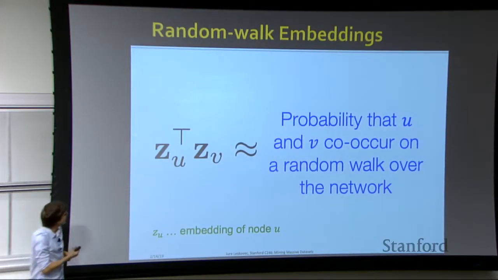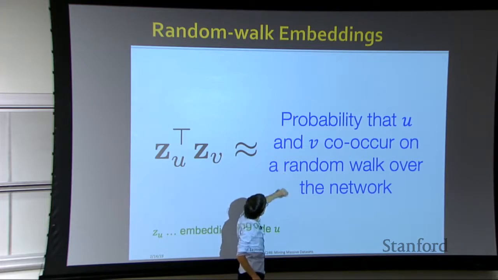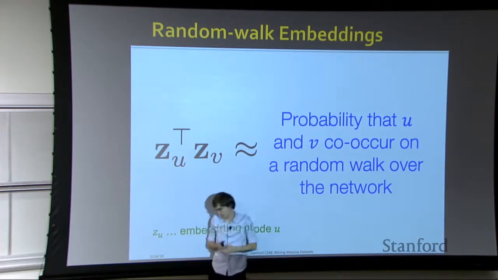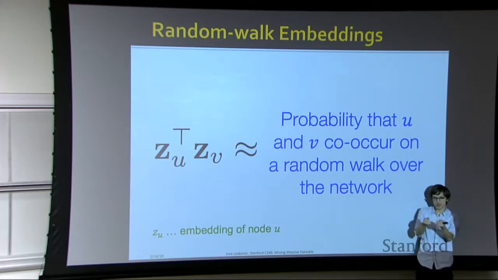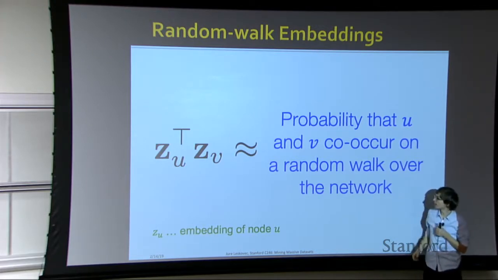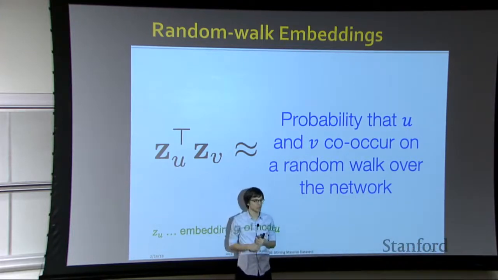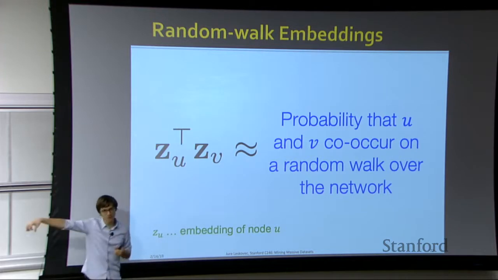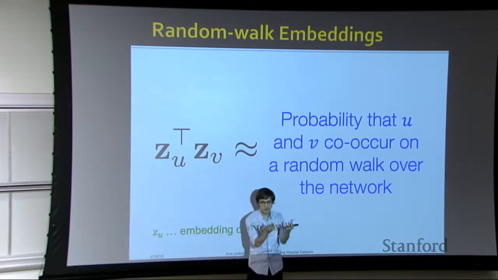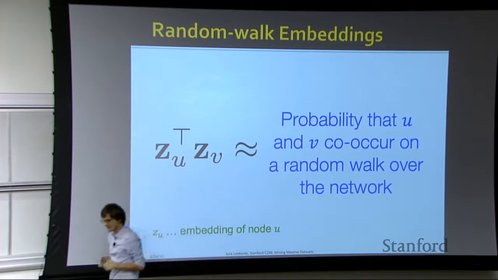How do we define node similarity? We say that the dot product between the embeddings of nodes U and V approximates the probability that U and V co-occur in a random walk over the network, right? So the idea is that if the random walker visits nodes U and V in close proximity to one another in the sequence of steps that it takes, then those two nodes are more similar to each other, so we should embed them closer to one another. The random walker creates a sequence of node IDs that it visited, and the more often U and V co-appear close to one another in this sequence, the more similar they are. That's the idea.